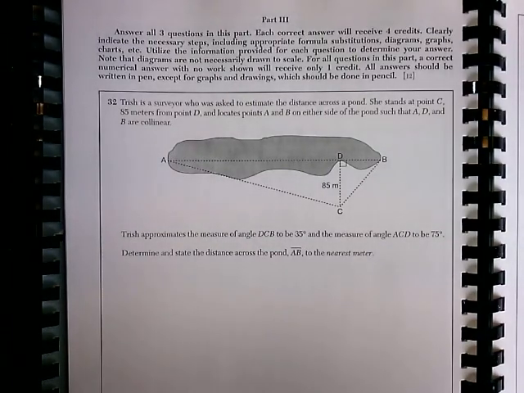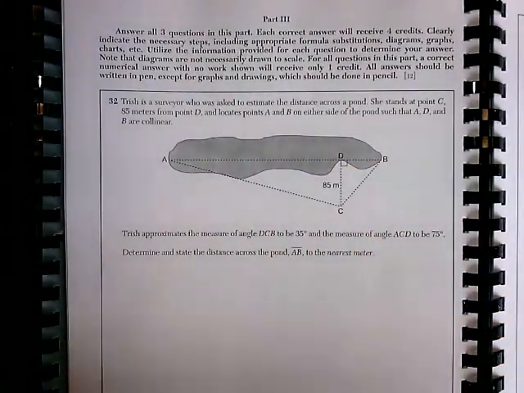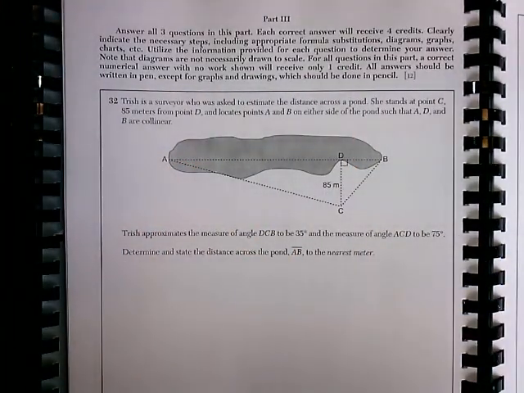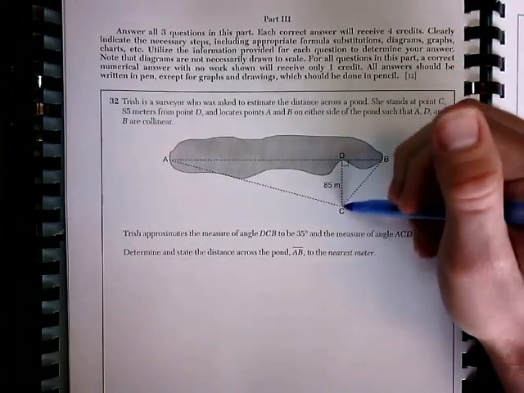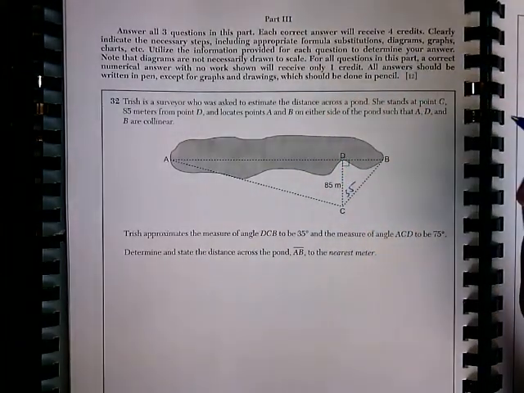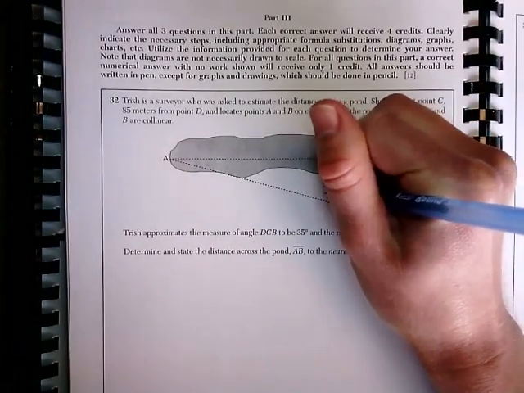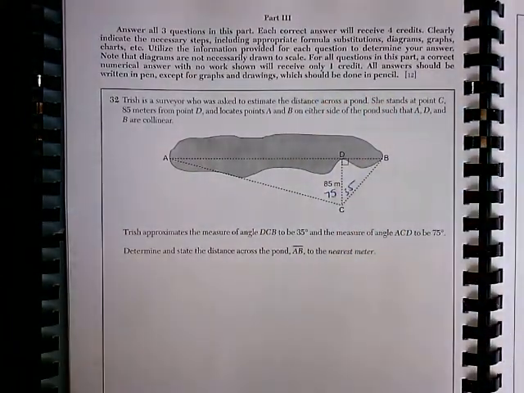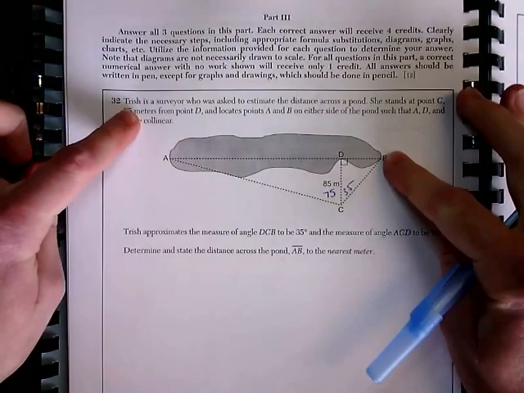So Trish is a surveyor who was asked to estimate the distance across a pond. She stands at point C, 85 meters from point D, and locates points A and B on either side of the pond such that A, D, and B are collinear. Now Trish approximates the measure of angle DCB to be 35, and the measure of angle ACD to be 75. Now we want to determine and state the distance across the pond to the nearest meter.